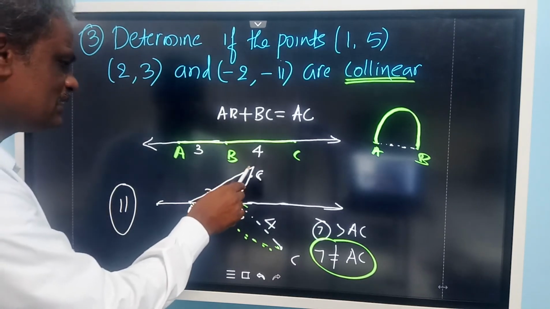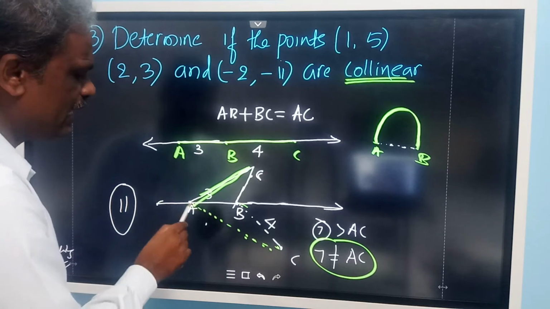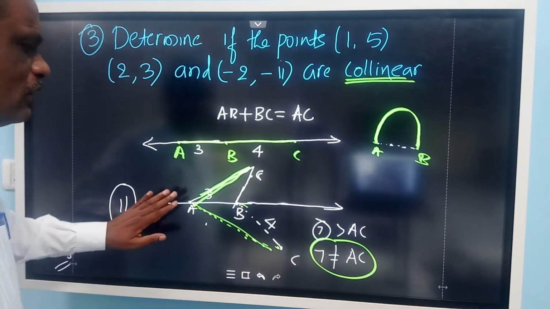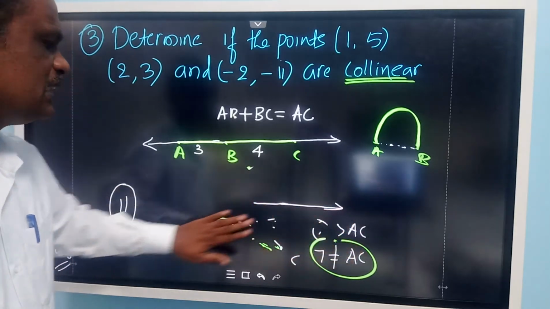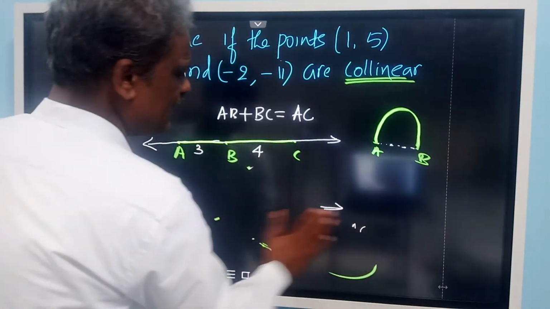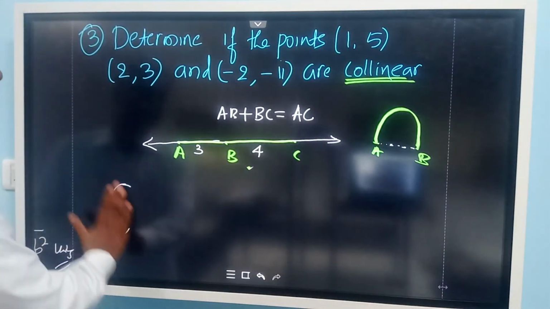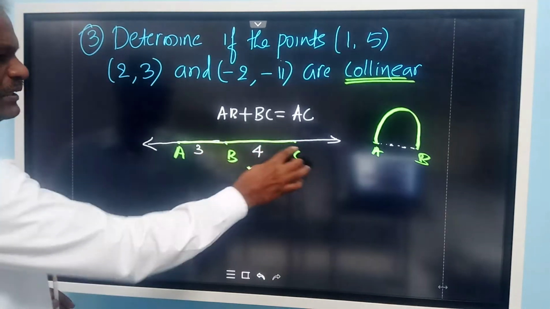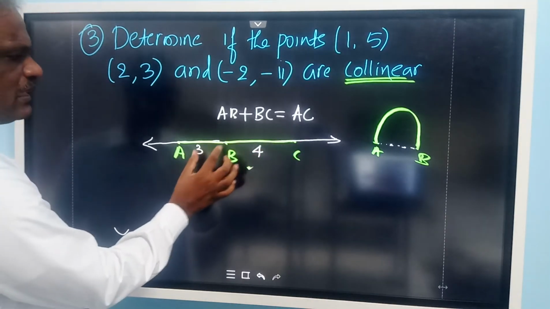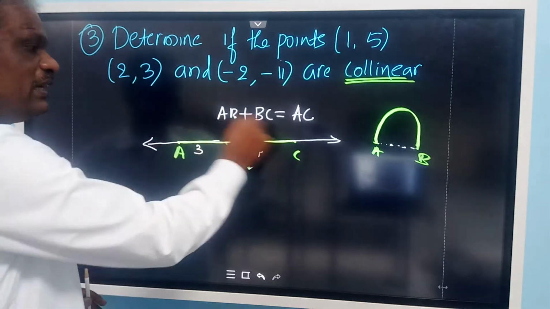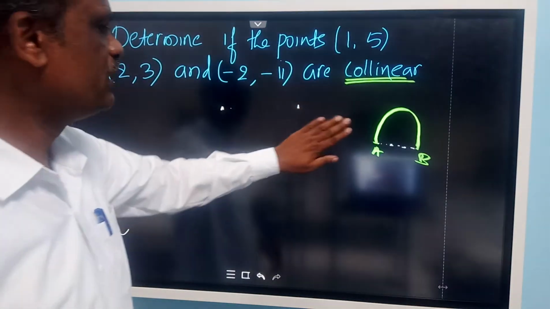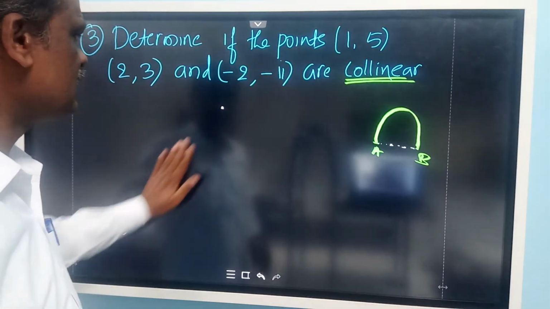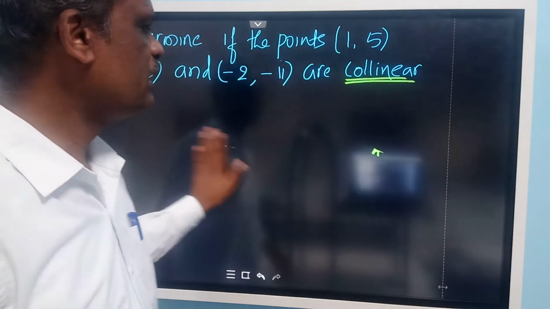Then the shortest distance that you take, this one or this one, will never be equal to AB plus BC. This is possible only if they are collinear. So now A, B, C are all on the same straight line. AB is 3, BC is 4, then AC will be 7 if they are collinear. This is a property we use here to show whether the points are collinear or not.